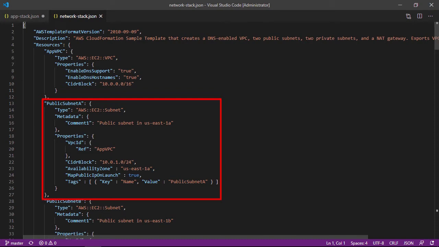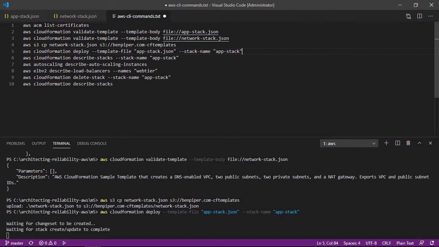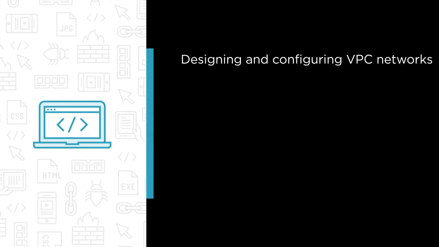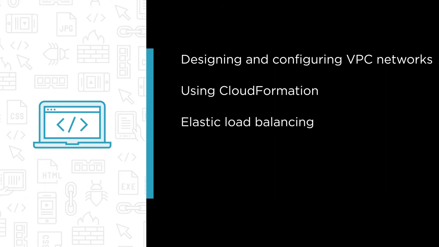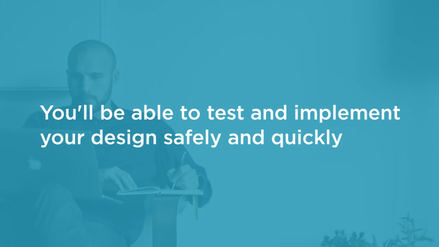In this course, you'll get hands-on experience learning how to achieve any given availability requirement, whether it's 99.9% or 99.999%. Some of the major topics that we'll cover include designing and configuring your virtual private cloud or VPC networks to be resilient and reliable, using CloudFormation, elastic load balancing, auto-scaling, and Route 53 together to achieve your desired level of availability while keeping costs under control. By the end of this course, you'll be able to take any availability requirement and create a reliable, cost-effective design to achieve it. You'll also learn how to test and implement your design safely and quickly.